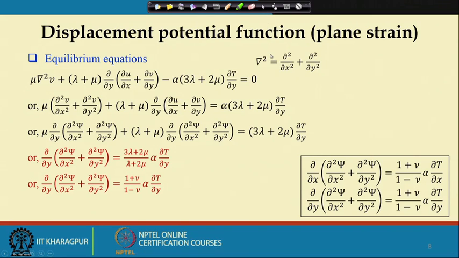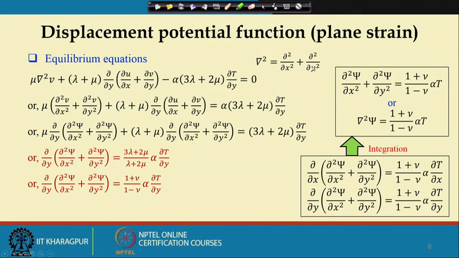Now, if you see, both these equations are actually very simple. So, I can integrate both these two equations, and after integration I will have a single equation, which is del square psi equals (1 plus nu) by (1 minus nu) alpha T. So, in this integration, this constant will be a function of y, and similarly a function of x.